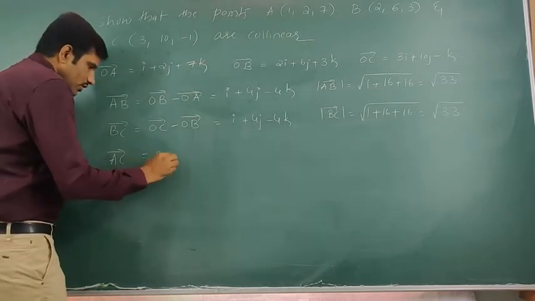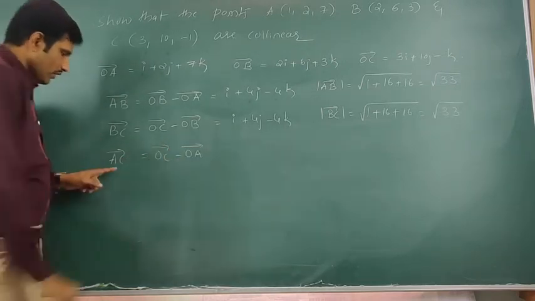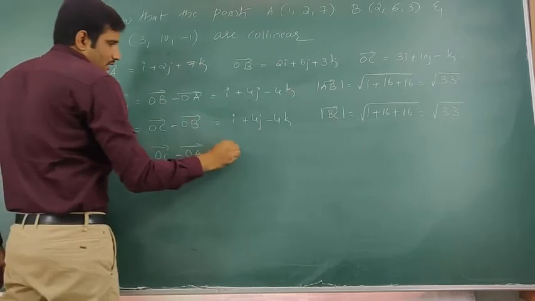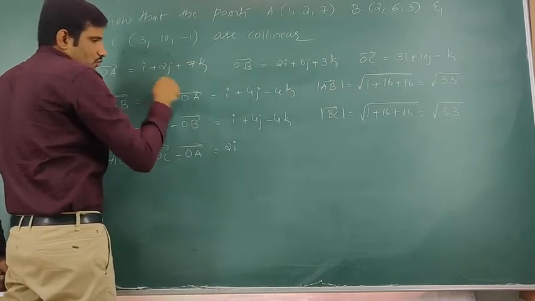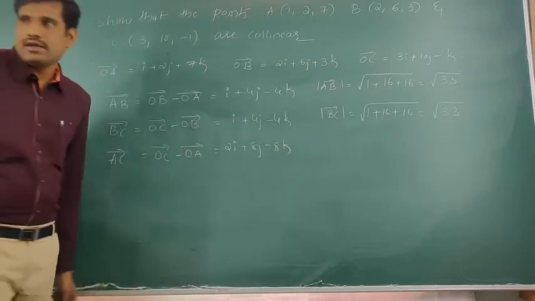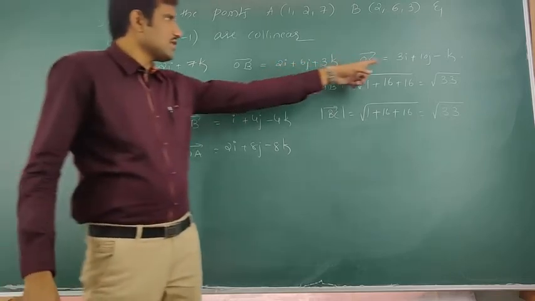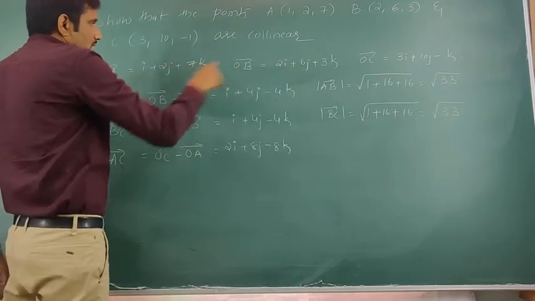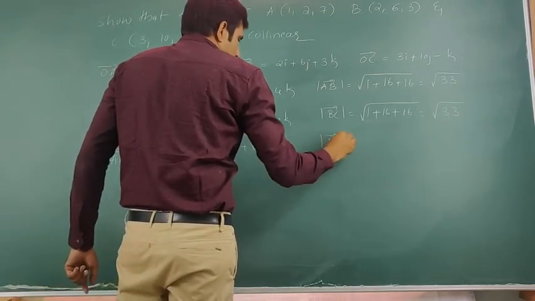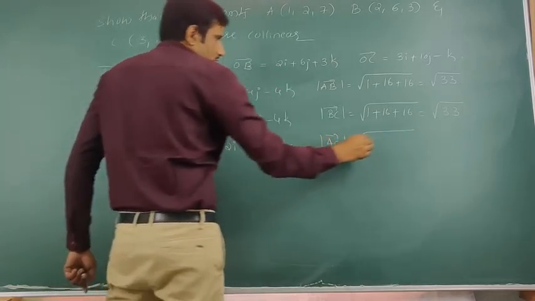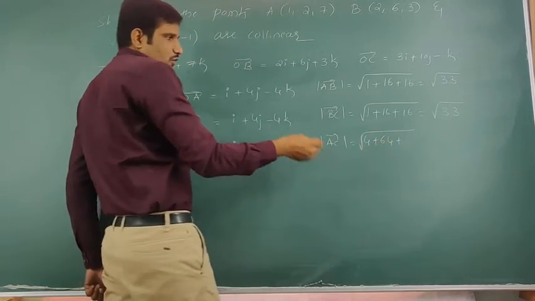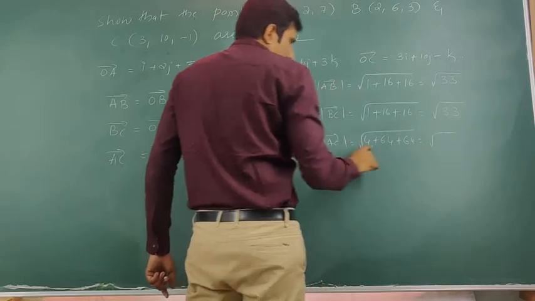So what is AC? It is the position vector of C minus the position vector of A. OC is 3i minus i, that is 2i. 10j minus 2j is 8j. Minus k minus 7k is minus 8k. So that is OC minus OA. The magnitude of AC is equal to root of 2 square is 4, plus 8 square is 64, plus minus 8 square is again plus 64. So that is root of 132.